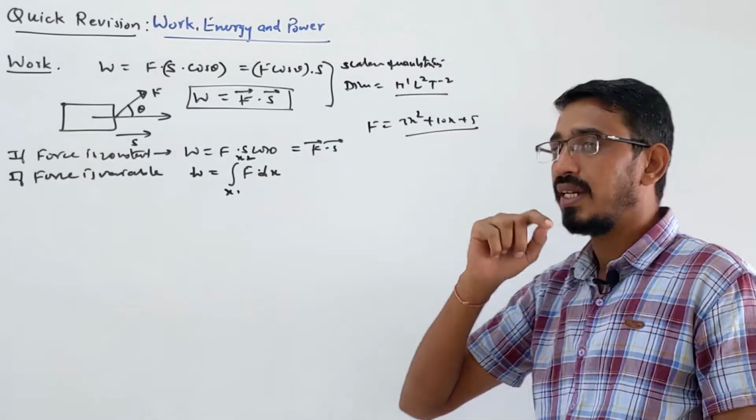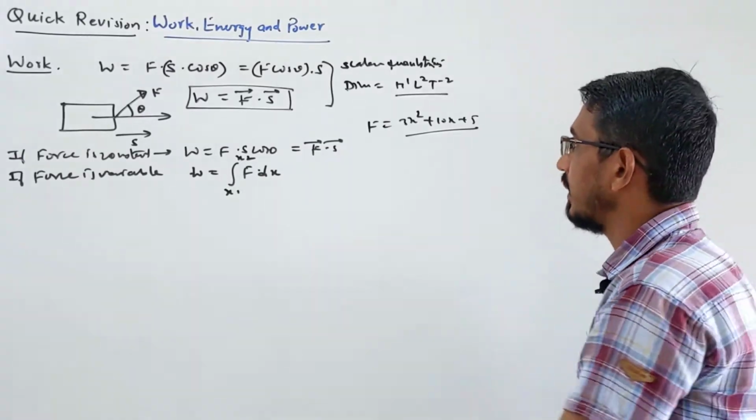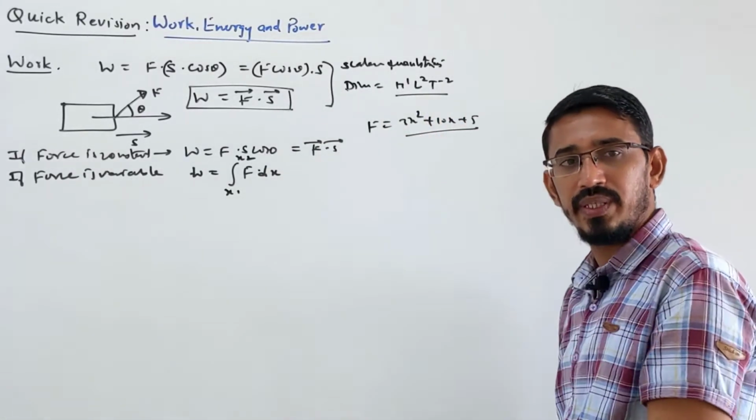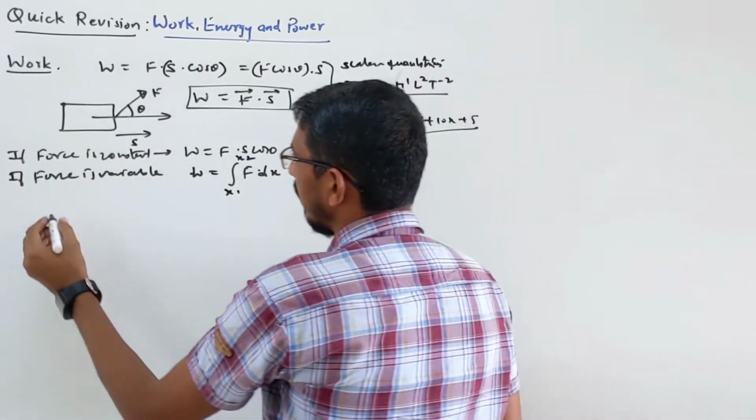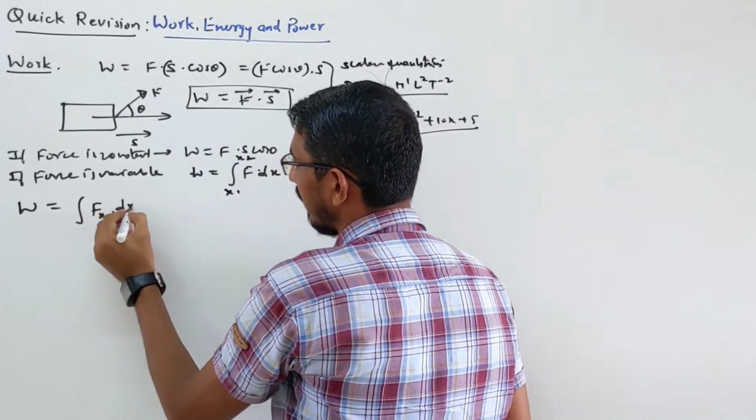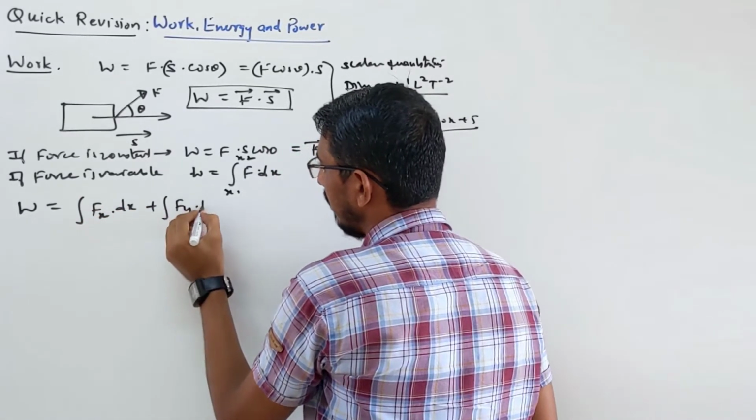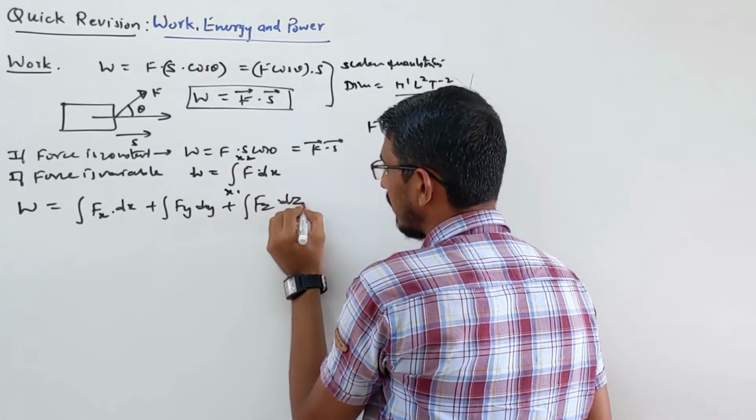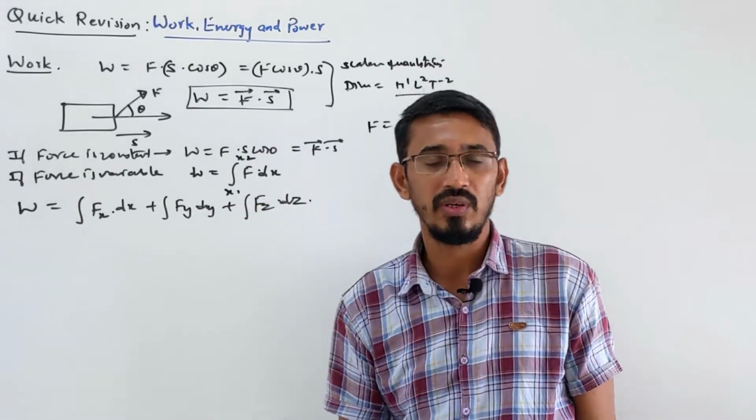If multiple coordinates are there, then we write this in Cartesian format. If x, y and z are all given, then how do you write work done? Simply write force in x direction into dx, plus force in y direction into dy, plus force in z direction into dz. Like this you find and calculate the total work done.